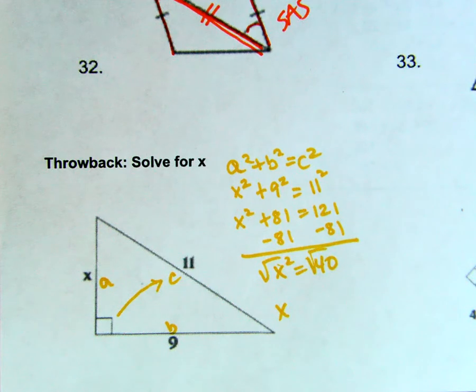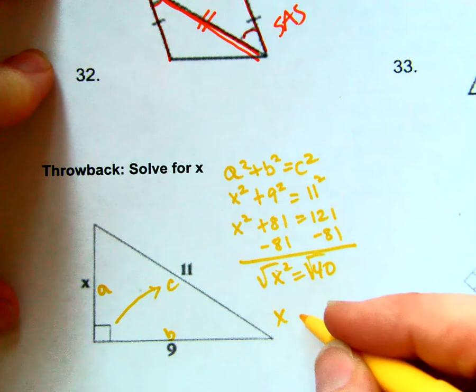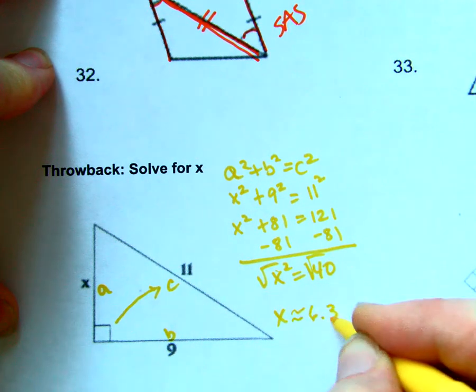And so remember, 6 squared is 36, and 7 squared is 49. So I know it's going to be somewhere between 6 and 7. Probably somewhere pretty close to the middle, actually, but maybe a little closer to 36 than to 49. And we end up with approximately 6.32.